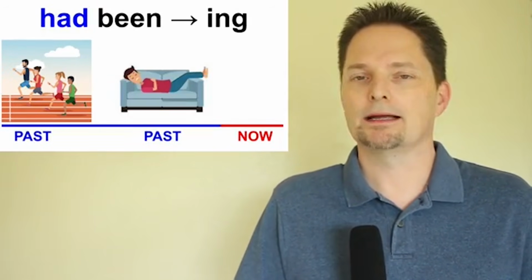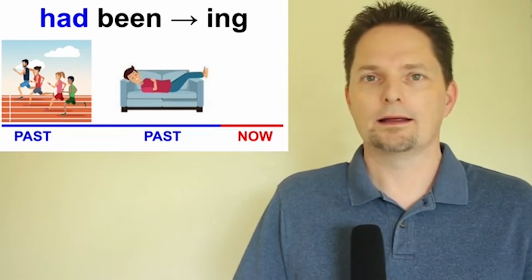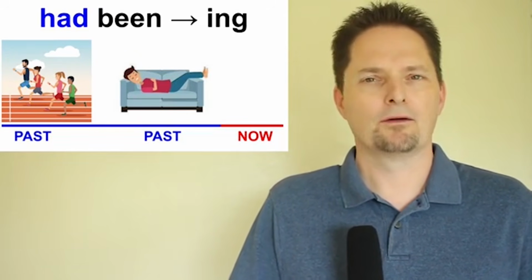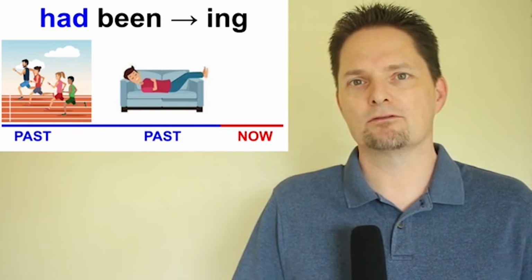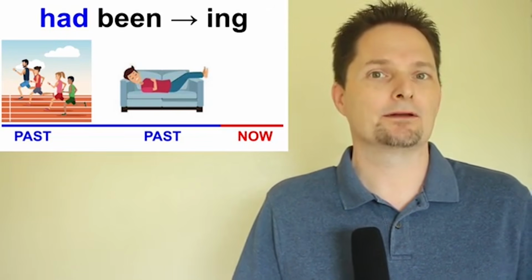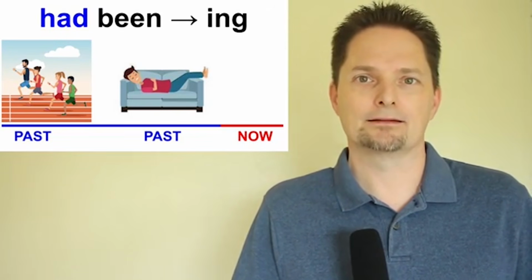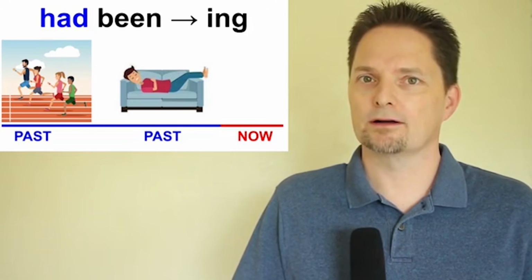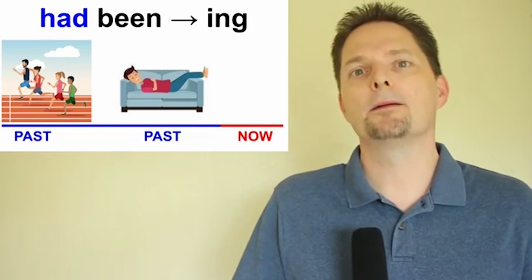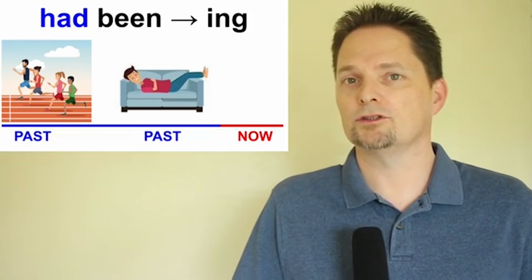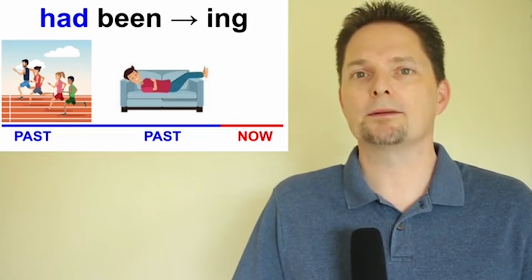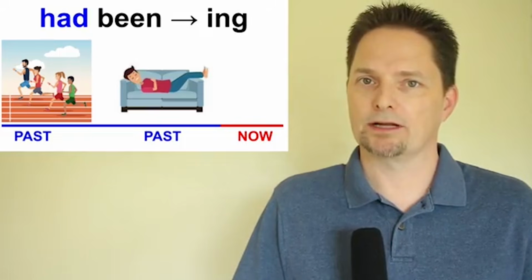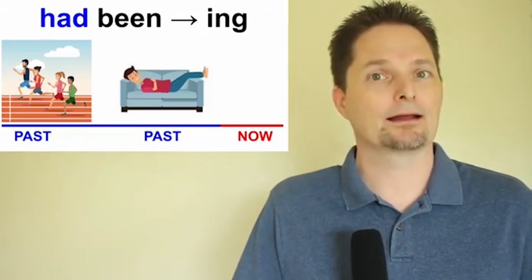Example in the past. He went home, he laid down on the sofa, and he took a nap. Why did he go to sleep on the sofa? Because he had been running a lot. He was very tired yesterday, and he took a nap on the sofa because he had been running before that. We have two actions in the past. One happened before the other one. He took a nap yesterday on the couch because he had been running a lot.